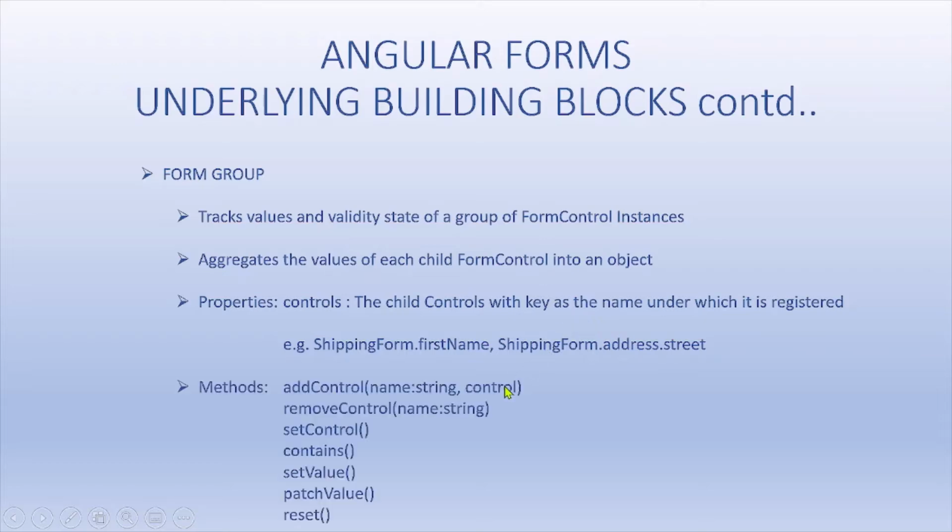Then we could have methods. addControl would allow us to add a form control to the form group. removeControl would allow us to remove a control from the form group. setControl would allow us to replace a form control in the form group or change the name of the form control in the form group. contains would allow us to check if a form control is part of the form group. setValue would allow us to change the values of all form controls in the form group, and patchValue could be used to change the value of just a few of the form controls in the form group. reset would allow us to initialize or reinitialize the values of all form controls to null.